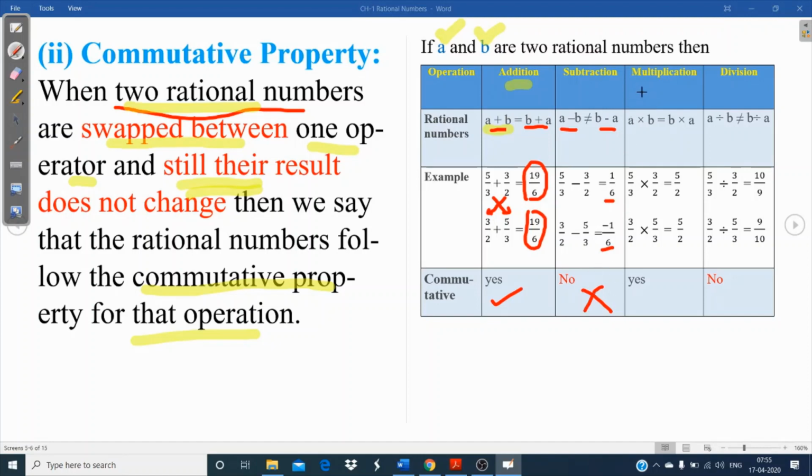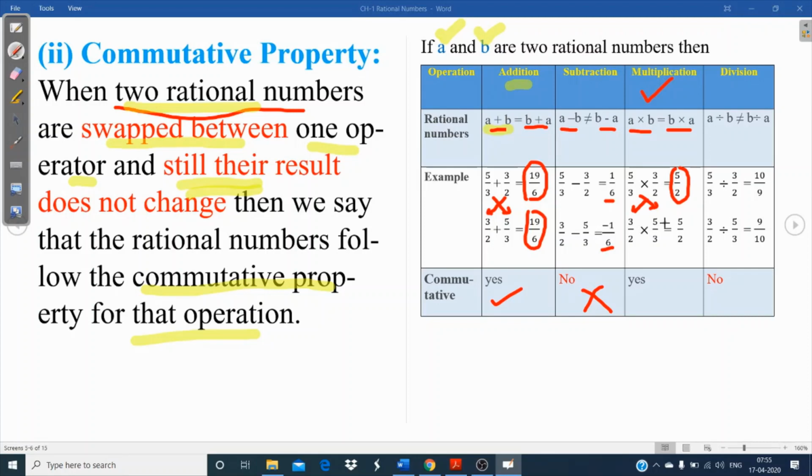Now we'll see the next operation, that is multiplication. A multiplied by b will always equal b multiplied by a. Now 5 by 3 multiplied by 3 by 2. 3 will cancel out. You will get the result 5 by 2. Now again you are interchanging the numbers.